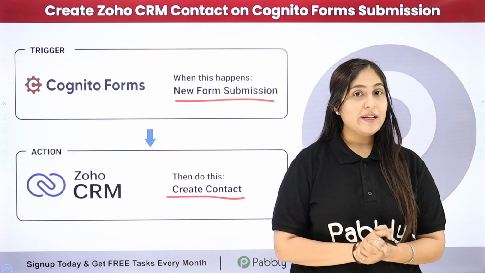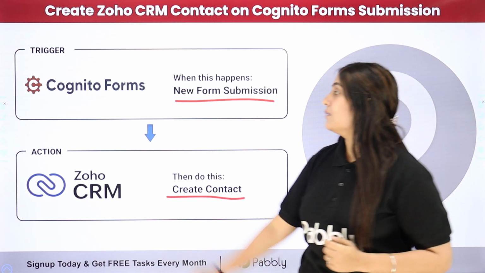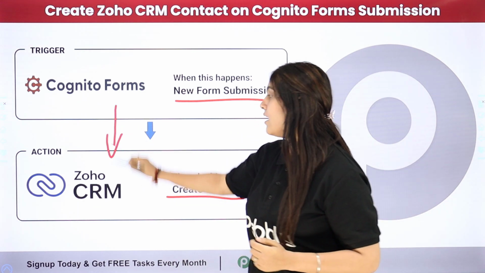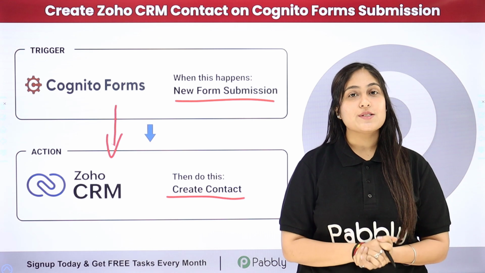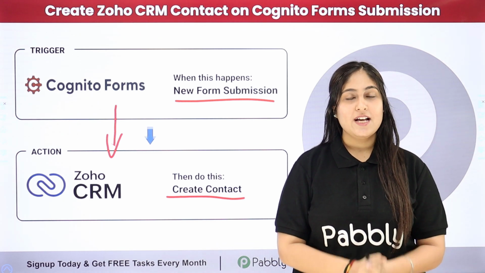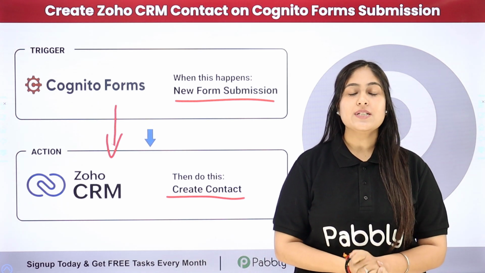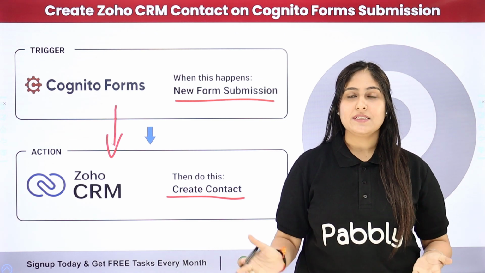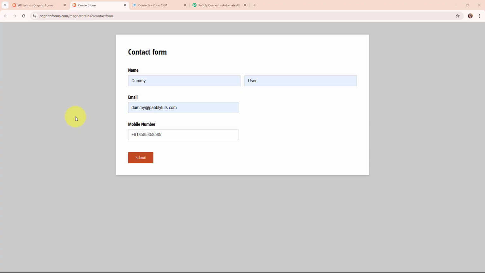So now to automate the entire process, I need to connect my Cognito Forms with my Zoho CRM account using an automation software named Pabbly Connect. So to see the working of this automation and to learn this process step by step, let me take you to my screen. Welcome to my screen.